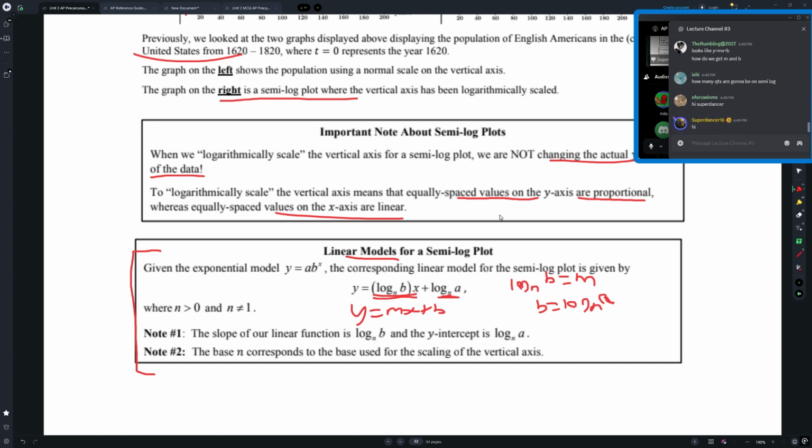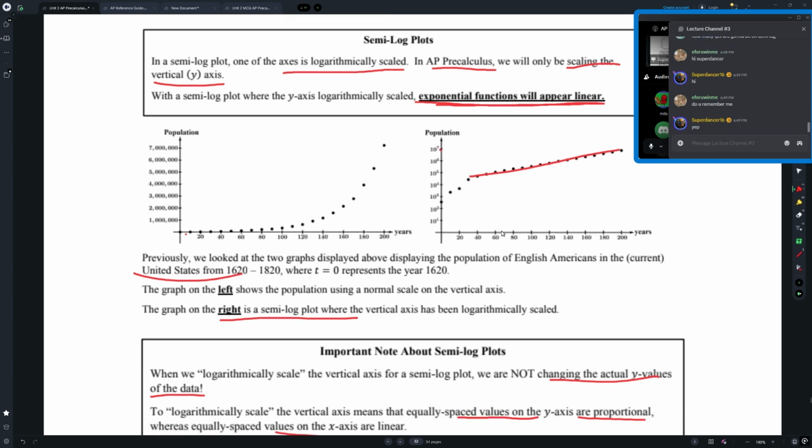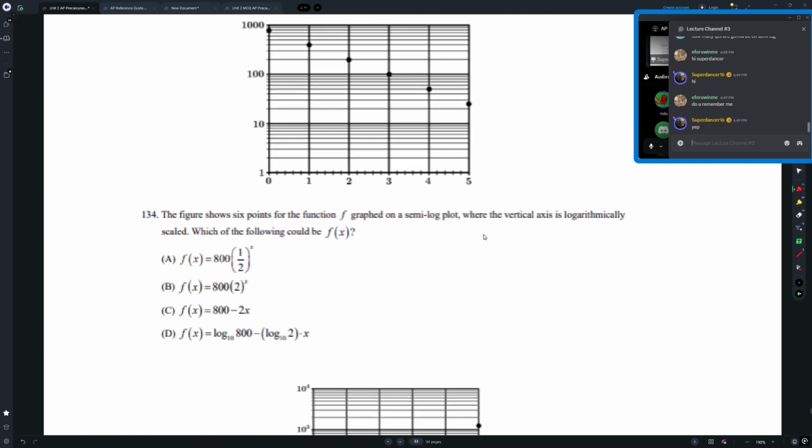Note number 1, the slope of our linear line is this, and our y-intercept is this, and the base n corresponds to the base used for the scaling, which is going to be 10 in most of our cases because we're scaling by 10.